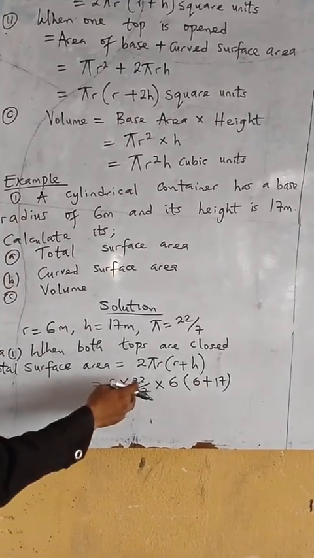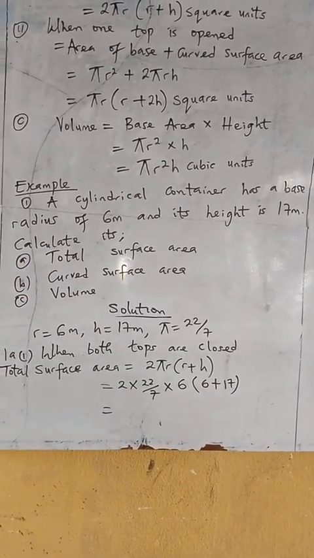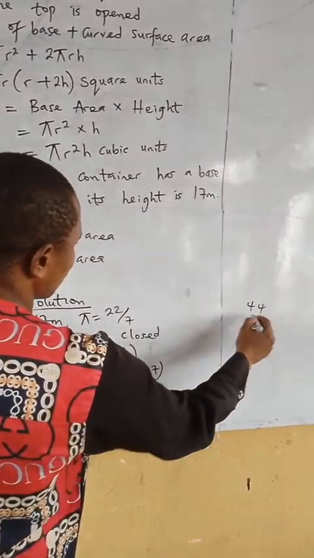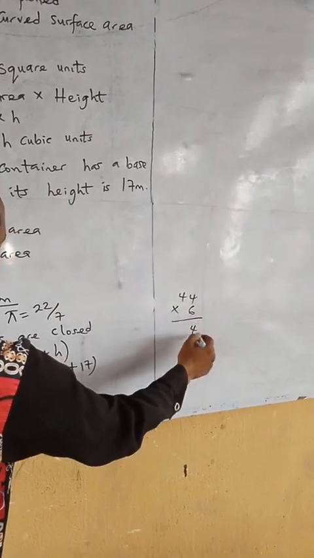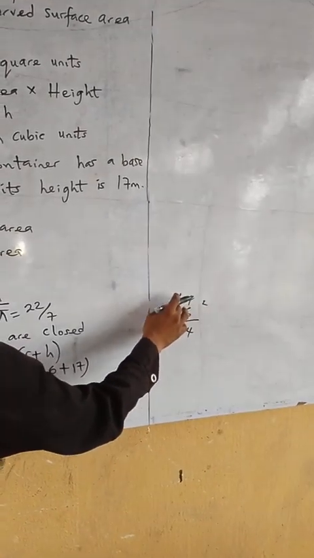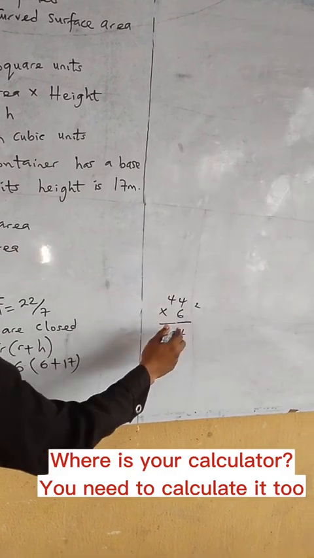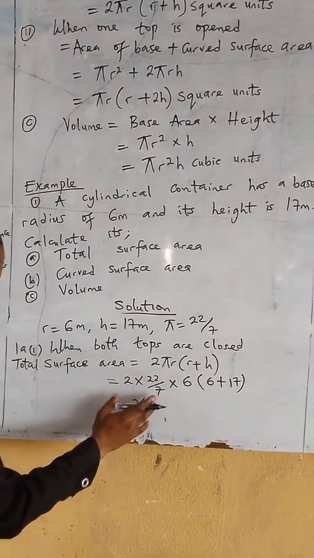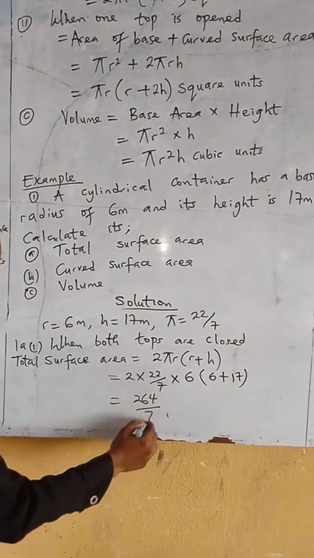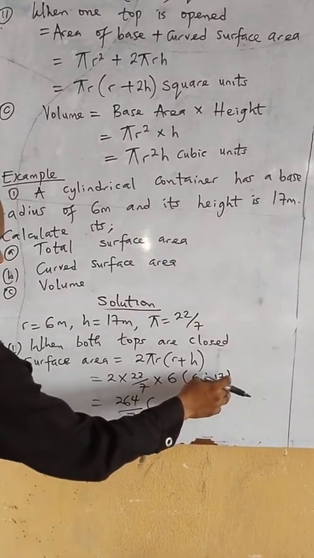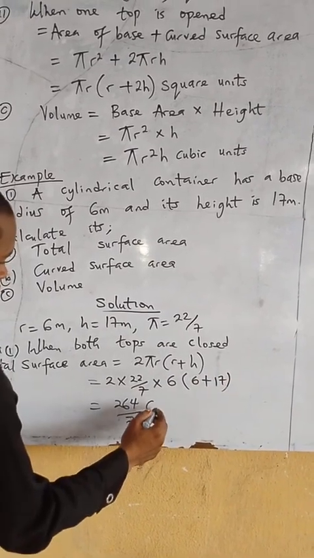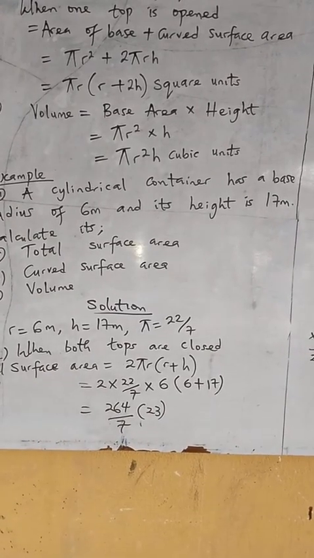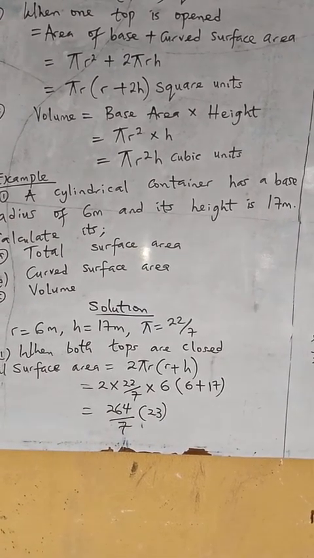Then we are going to multiply 2 by 22. 2 times 22, that will give us 44. Multiply by 6. Let's multiply here. 44 times 6. 6 times 4, that's 24. We keep 2. 6 times 4, that's 24 again. Plus 2 that we kept here. That will be 264. So we are going to have 264/7 in bracket of 6 plus 17. That will be 23. Then we are going to multiply 264 by 23.